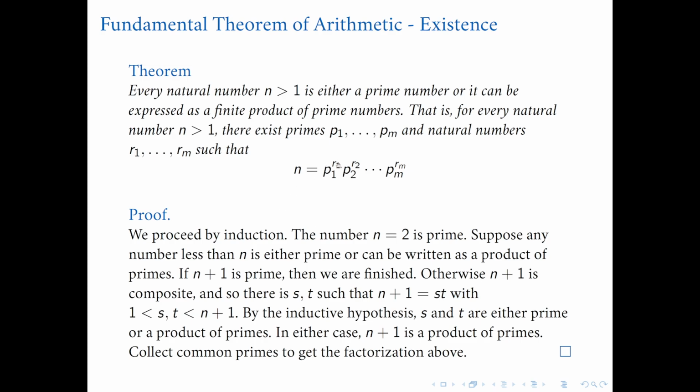Now, the powers that you get here arise by just collecting the common primes: if 3 shows up a bunch of times, you collect all the 3s that show up in the list. So collect common primes to get that factorization with the exponents. And that's the existence proof. And again, we use strong induction here. Strong induction is where you do a base case, and then your inductive step is you assume it's true for all instances less than or equal to n, and then you try to show that implies n plus 1.